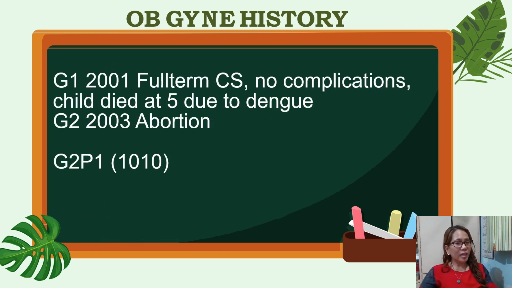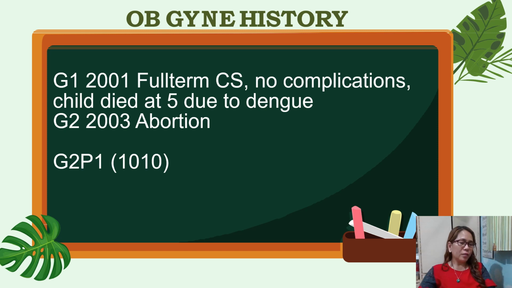Okay, another example pa. Gravida 1 or unang pagbubuntis in 2001, full term via cesarean section. There is no complication. The child died at age 5 due to dengue. In 2003, pangalawang pagbubuntis, gravida 2. So, nagkaroon ng abortion. So, paano naman yung OB score natin? Gravida 2 kasi nakadalawang pagbubuntis.